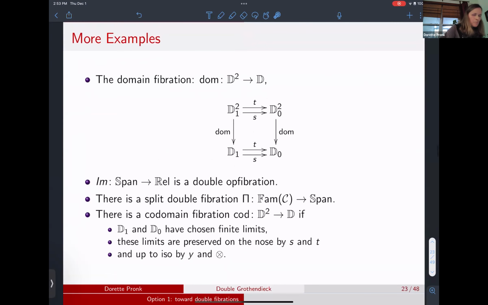A couple more examples that are more double categorical. The domain functor is a fibration. We have an image from Span to Rel, which gives a double opfibration. There's a split double fibration for Fam. And the codomain fibration is a double fibration if we have a couple extra conditions there.